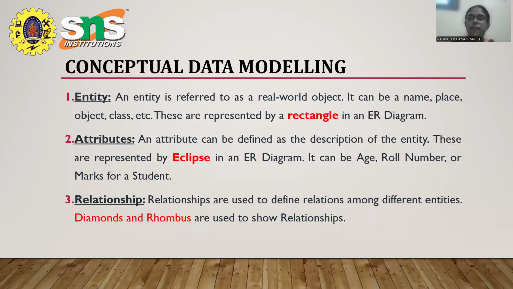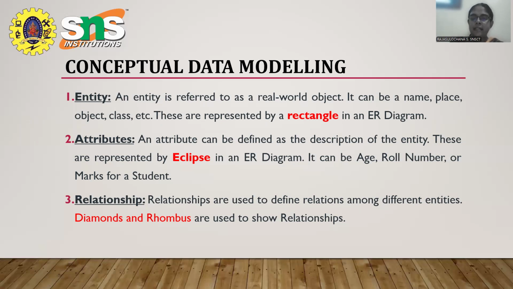For example, let us consider student, which is a real world object. So this can be considered as an entity. So attributes are things that are used to describe the entity, which is student here. So any student in a class can be described with the help of his roll number, his name, his age, his marks, his address, and so on. So these are the attributes of the entity, which are used to describe the entity.